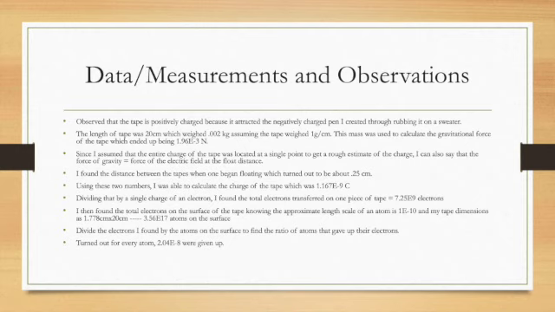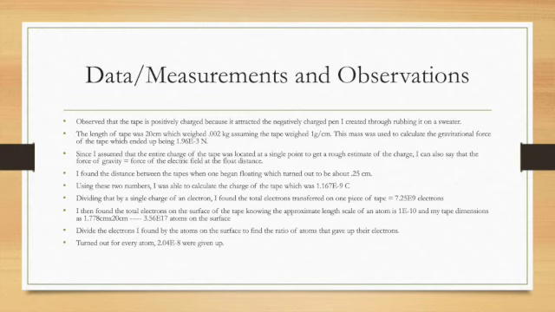Since I assumed that the entire charge of the tape was located at a single point to get a rough estimate of the charge, I can also say that the force of gravity equals the force of the electric field at the float distance. I found the distance between the tapes when one began floating, which turned out to be around 0.25 centimeters. Using these two numbers, I was able to calculate the charge of the tape, which was 1.167 times 10 to the negative ninth.